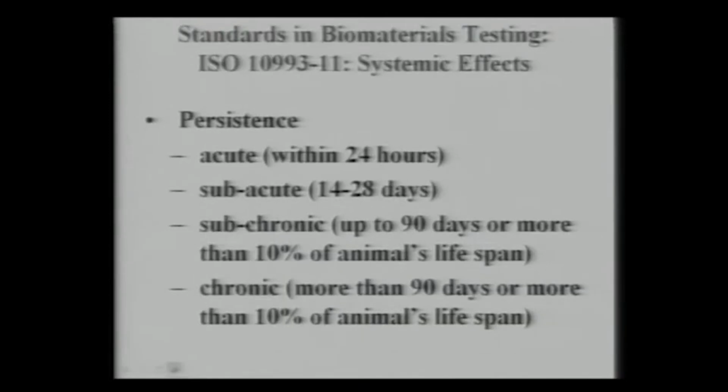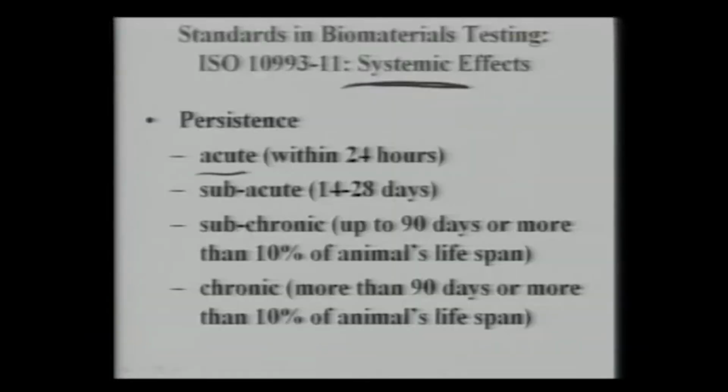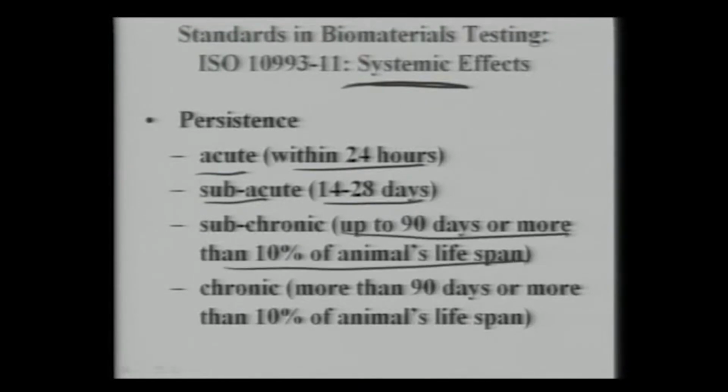Now, there is certain terminology that you should know. What are systemic effects? Systemic effects means whether a biomaterial, when implanted inside the animal body, causes some effect in the system which surrounds that biomaterial. It can be acute, like within 24 hours; it can be subacute, within 14 to 28 days; it can be subchronic, like up to 90 days or up to 10% of the animal's lifespan; and it can be chronic, that is more than 90 days and more than 10% of the animal's lifespan.